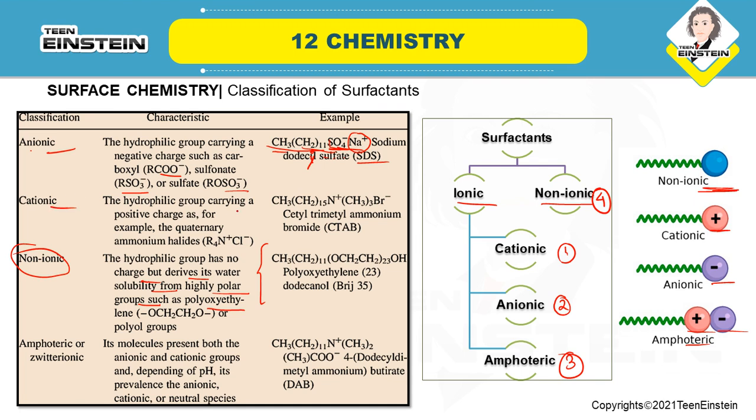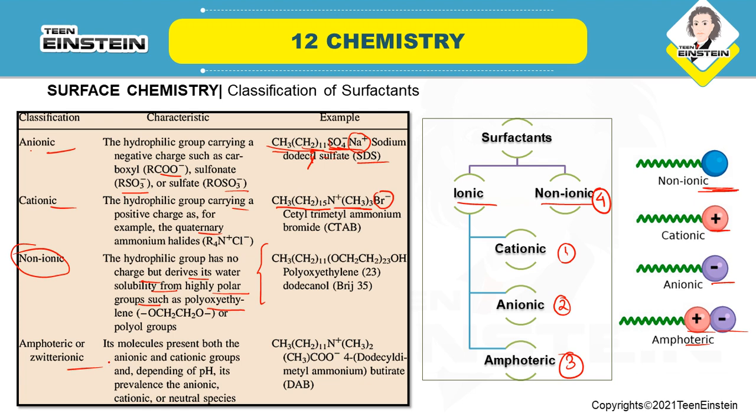Cationic: the hydrophilic group carries a positive charge, that is, quaternary ammonium halides. See, this is the R group here, and the counter ion is Br-, but we are interested only in this part, as it is carrying positive charge. It is a cationic surfactant.